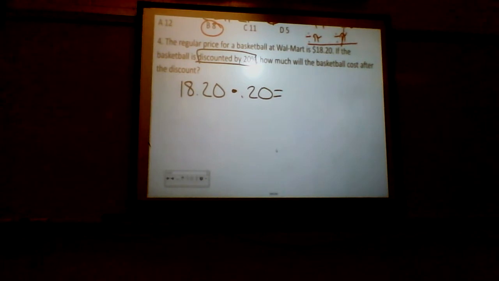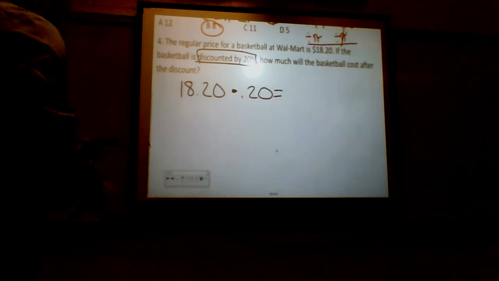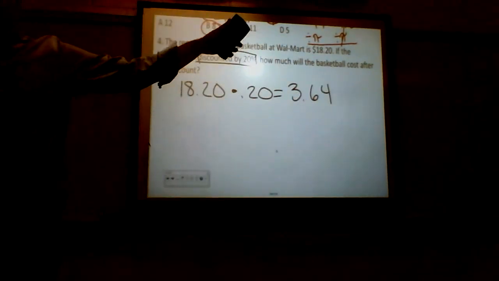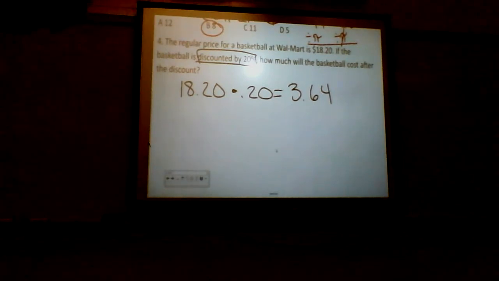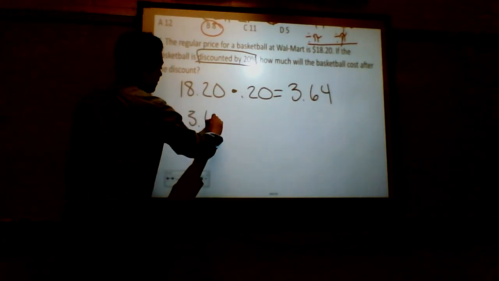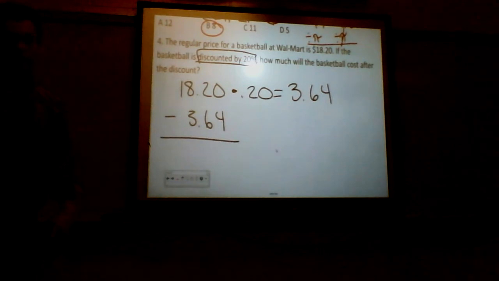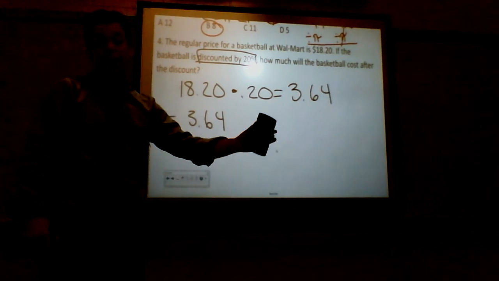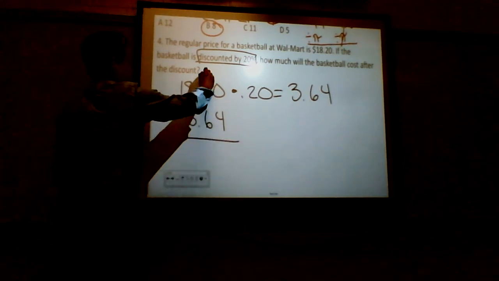Again, using my handy calculator, 18.20 times 0.20 gives me 3.64. That $3.64 represents the discount. A discount is money that is going to be taken off the original price. So if the original price is $18.20 and I'm saving $3.64, I'm going to take it away. And I'm going to use my calculator to do this math. I'll show it just in case.